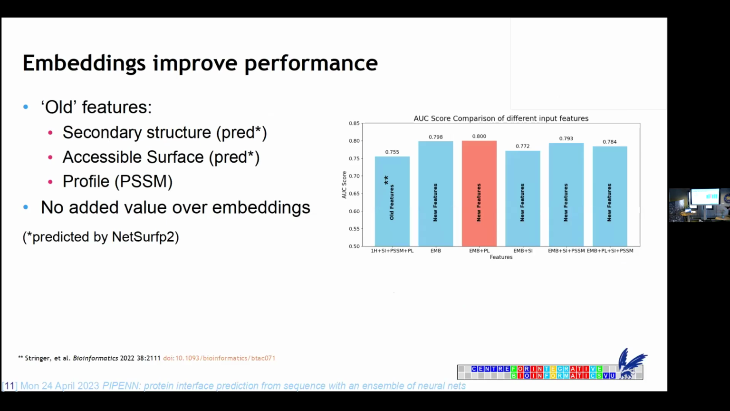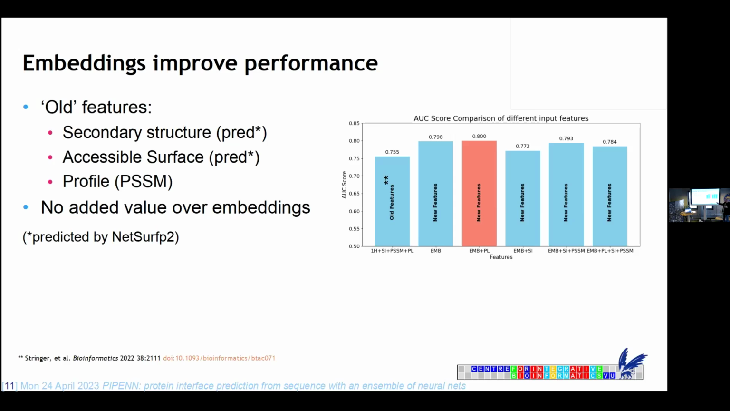Now, long story short, the first thing we did was we had this model with the old features, the handcrafted features that I introduced at the start: secondary structure, accessible surface area, the profile, and the one-hot encoded sequence. This is the area under the curve of the ROC plot that you get when you test this against the known interfaces from the crystal structure. And this is the performance you get with the old features.